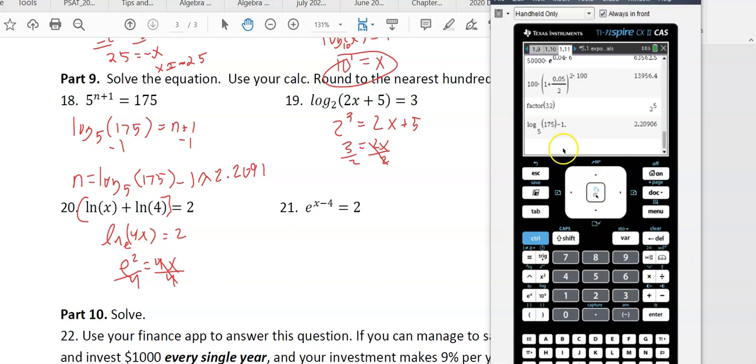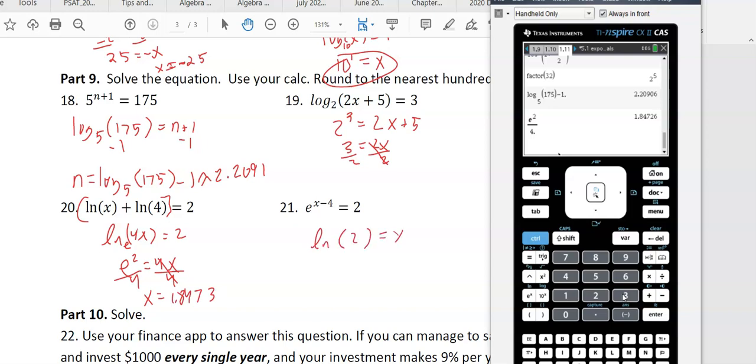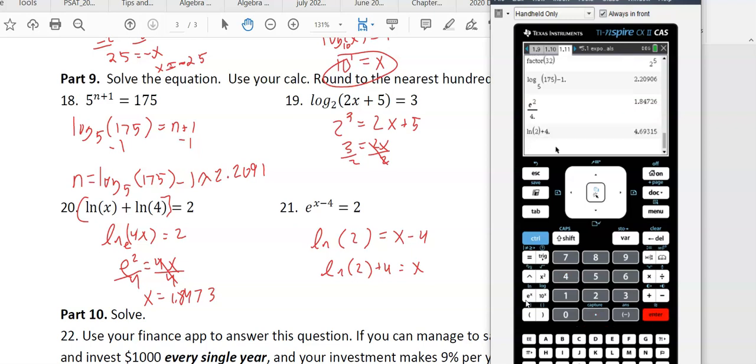So if you get your calculator out, that would be e squared over 4. You get x equals 1.8473. This would be natural log of x minus 4 equals natural log of 2... Add 4, you get natural log of 2 plus 4 equals x. That's the exact answer. Get your calculator out. It'd be control e to the x, which is natural log of 2 plus 4. And you get x is approximately equal to 4.6932.